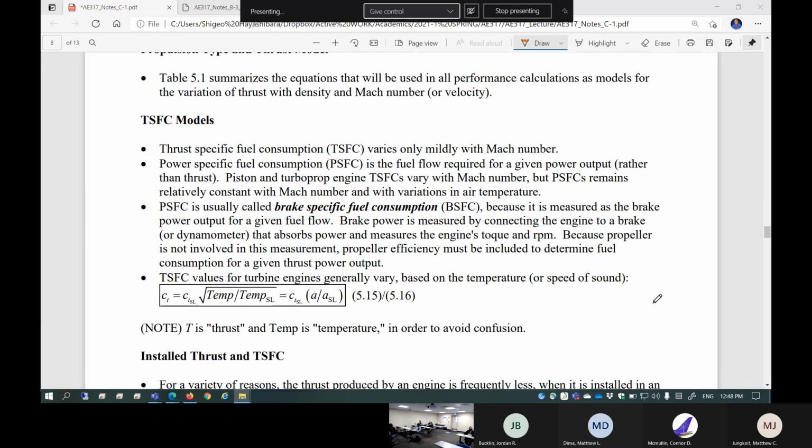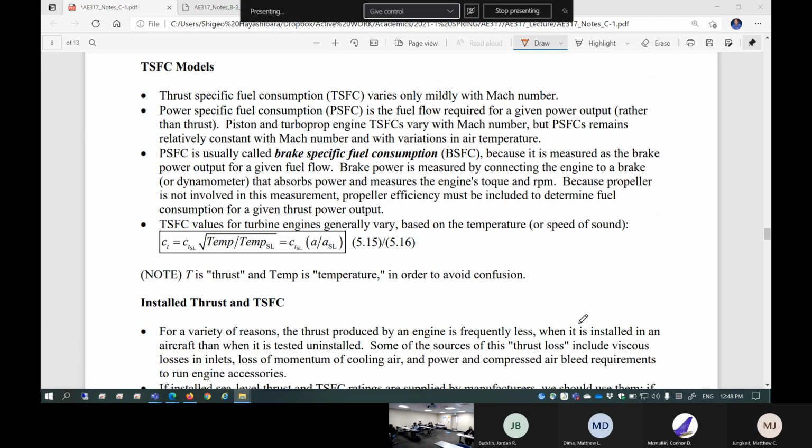Okay, so those are the TSFC for different types of engines. Like I said, this is the temperature. So TSFC changed from sea level to the given altitude. In order to predict the TSFC for higher altitude, you're going to come up with either the ratio of temperature between the altitude temperature and the sea level temperature, or the speed of sound ratio.